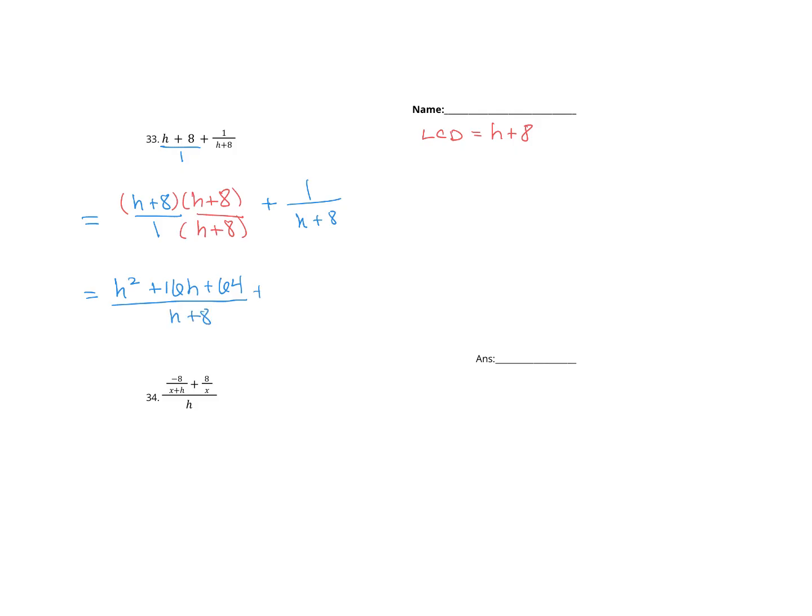Now that's added to 1 over h plus 8. So adding that together, we get h squared plus 16h plus 65 over top of h plus 8. So h squared plus 16h plus 65 over h plus 8 is my final answer for that one. Again, we basically added together a number and a fraction and got an improper fraction, if you will.